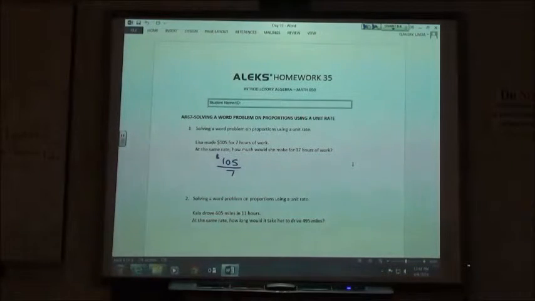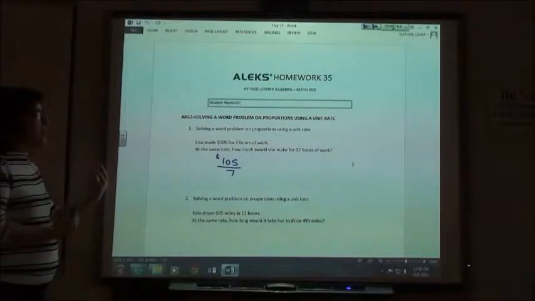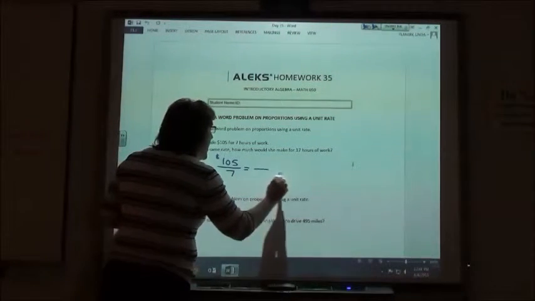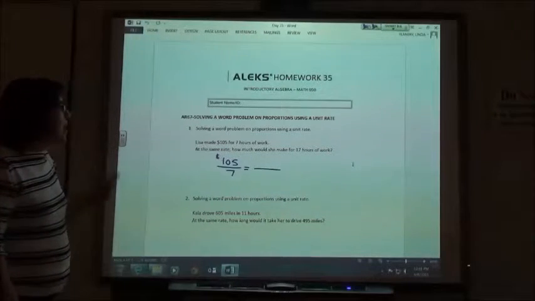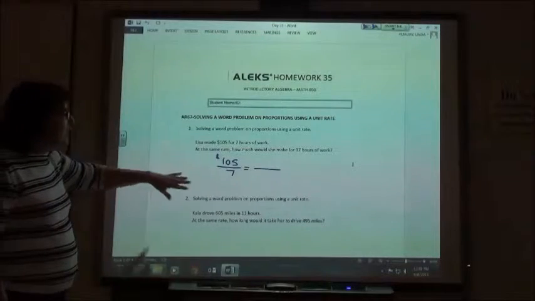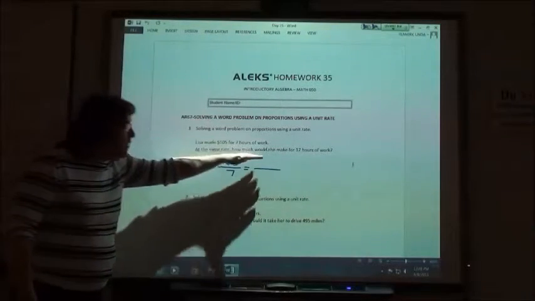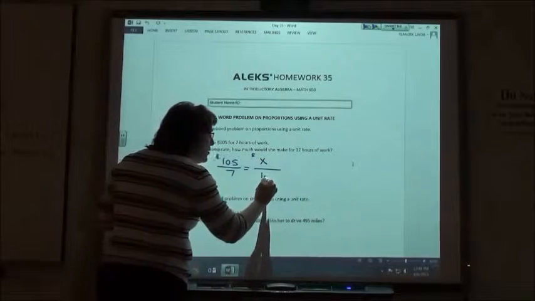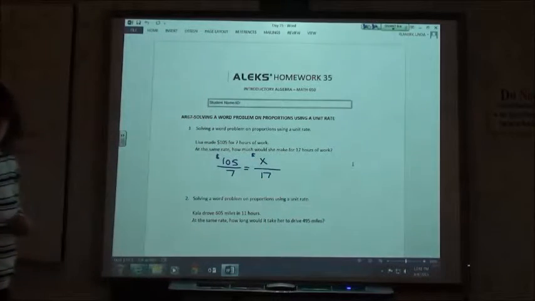Big numbers, might need my calculator. You could find out how many dollars per hour she makes, but because different information is missing at different times, they're going to have you set up a proportion and say, okay, at the same rate, how much would she make for 17 hours of work? I have to be consistent here. If I put the dollars on top, then the dollars are on top here. How many dollars is she going to make if she works for 17 hours?